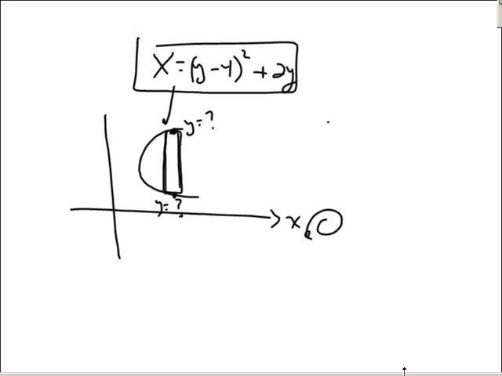You should always try to use the disk method. Shell method is another method which will be in the next video. So I need to motivate how you tell which one to do. You should always try to use the disk method. And right now, you want to use the disk method to revolve the given region around the y-axis.